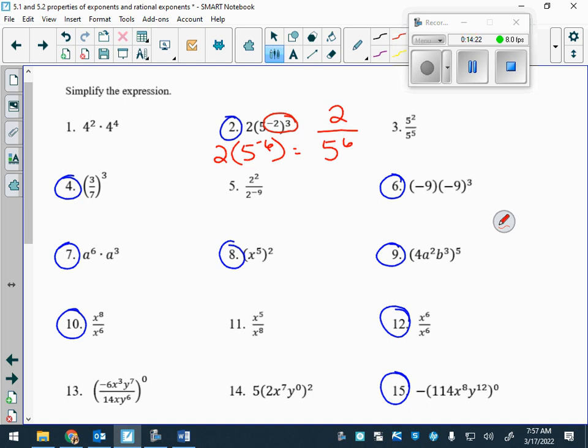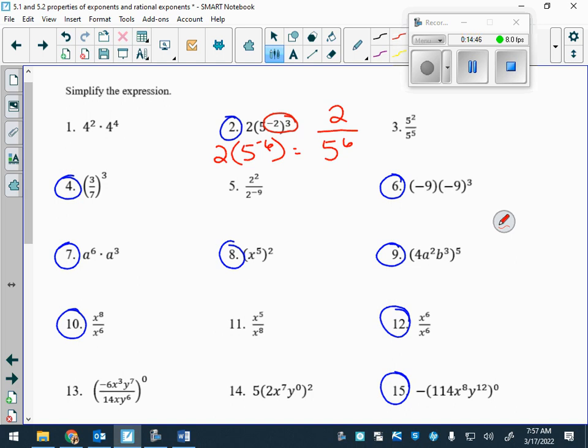You could do out 5 to the 6, but at this point, I just want to make sure you understand the properties of exponents. You could simplify it later. So 2 over 5 to the 6 is what you should get. We should not be multiplying 2 times 5. We want to take care of our exponents first. How many of you did get that for number 2?